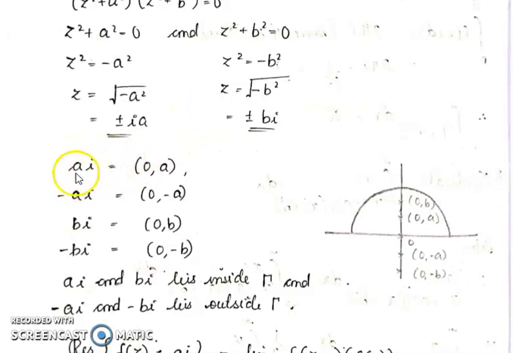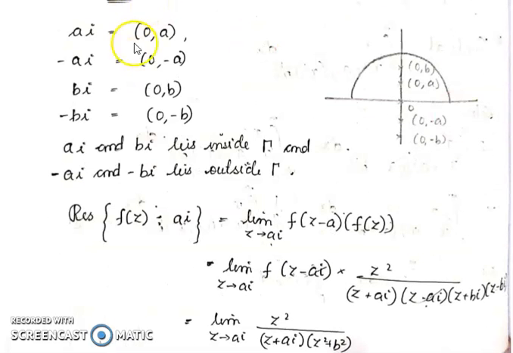So a comma i means there is no real part, it is 0, and the imaginary part is the term coming with i. With i we have a, so 0 comma a. Then minus ai means 0 comma minus a. bi means 0 comma b. Here 0 comma minus b. So when you plot it on this curve, the positive side will lie inside. You see 0 comma a, x axis 0, y axis a, so 0 comma a positive. 0 comma b is also here. Okay, b is greater than a, we assume it and plot it here.